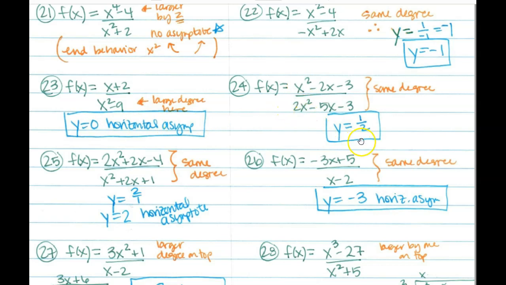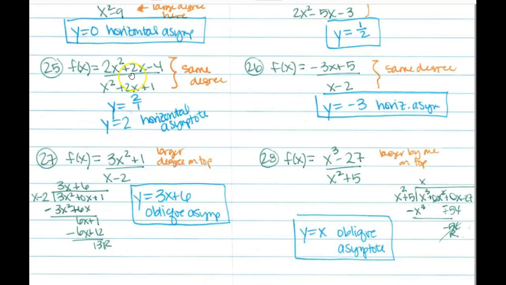24, same degree, y equals a half, 1 for the top, 2 for the bottom. 25, same degree, 2 over 1. 26, same degree, y equals -3. That's what we're doing every time, just comparing how fast they grow. Does that feel easy?